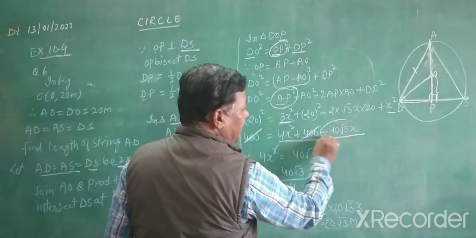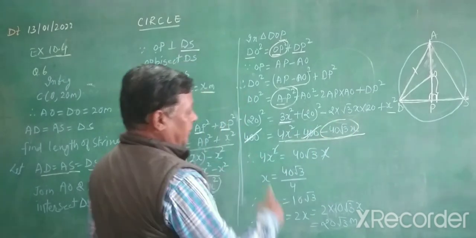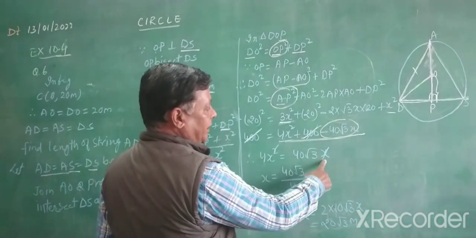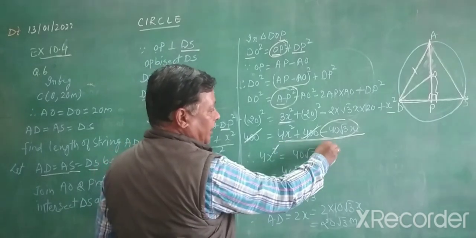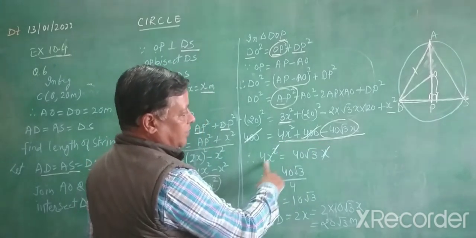So this part we will subtract towards the right side. So 4x square equals 40 root 3 x. We cancel x with x. Then we get 4x equals 40 root 3.